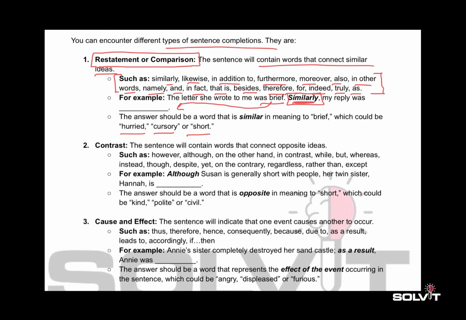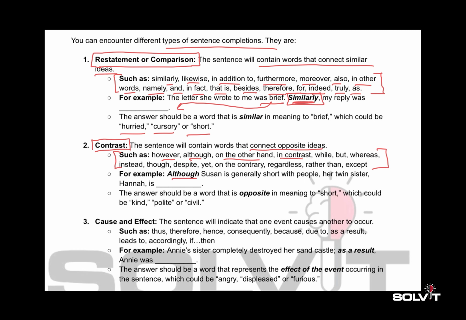Okay, so number two, contrast. Now, contrast is the opposite of comparison. Comparison is when you are connecting similar ideas, and contrast is when you are connecting opposite ideas. This sentence will contain words that can connect opposite ideas. The words you have to look out for are these. I've listed them down for you. However, although, on the other hand, in contrast, while, but, whereas, instead, though, despite, yet, on the contrary, regardless, rather than, except.